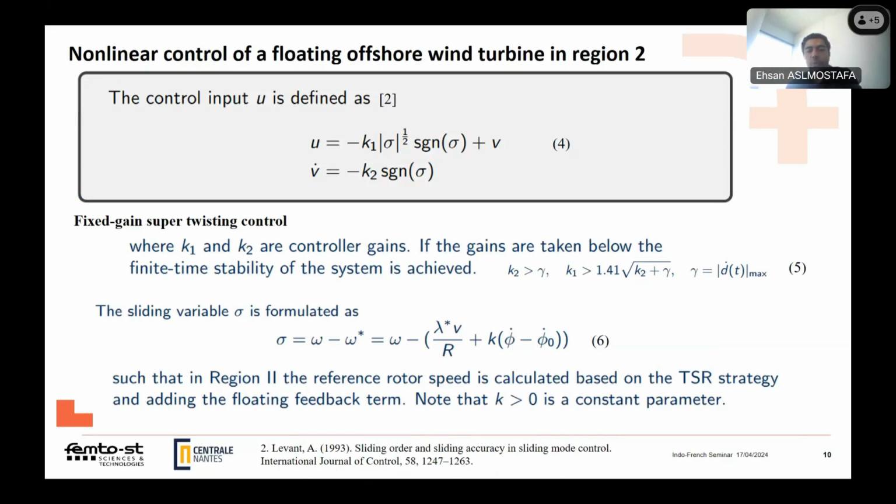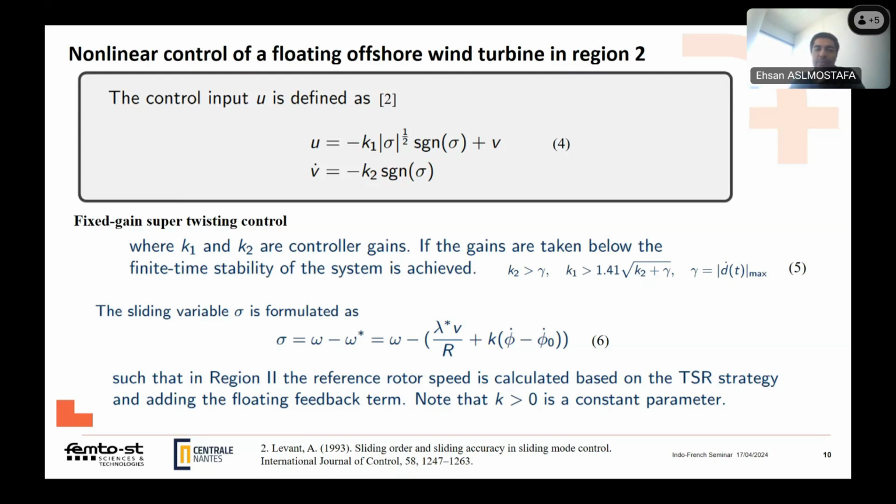This is the so-called super twisting controller, in which in the first version, the gains K1 and K2 are taken as equation 5, which is the constant gain or fixed gain super twisting, where we can prove the finite time stability.